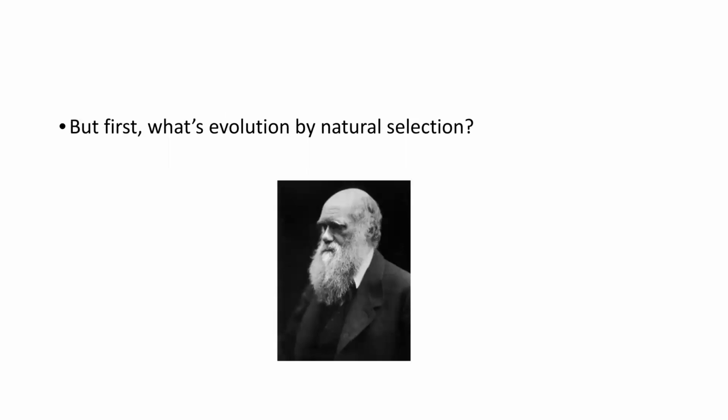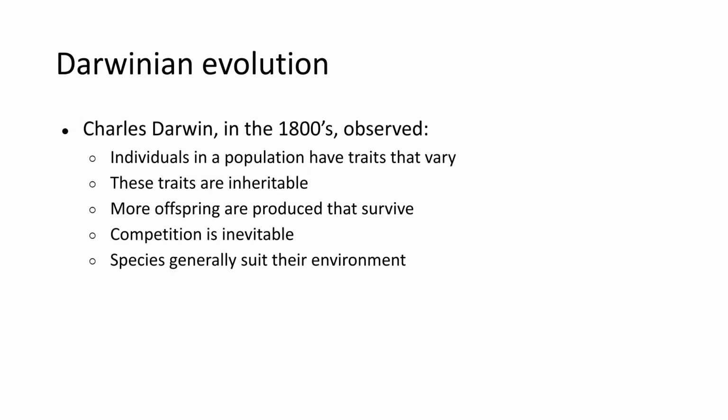But first, we're actually going to start with natural selection, and we're going to start with Charles Darwin. Darwinian evolution dates back to the 1850s, and Darwin observed a couple key things. First, individuals in a population have traits that vary. These traits are inheritable. When an organism reproduces, it produces more offspring than can possibly survive in the environment. Competition is inevitable, and species generally suit their environment.